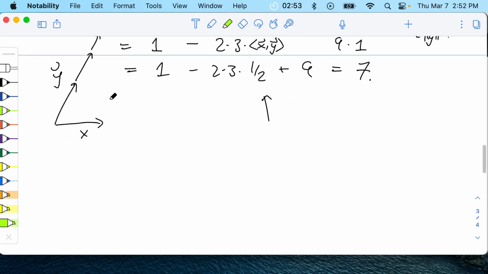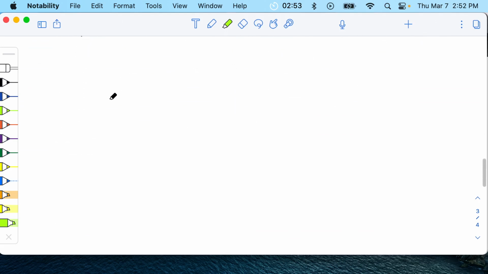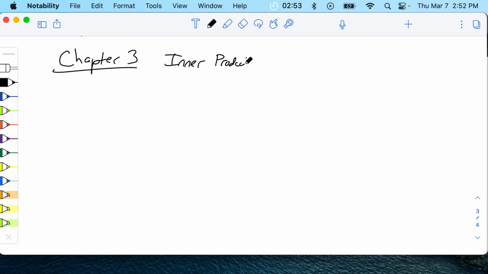So why am I telling you all this? Because today we're starting chapter 3, and chapter 3 is on inner product spaces. Just like we had a normed vector space in chapter 1, which we then spent a lot of time in chapter 2 building as integrable functions, now we're going to have an inner product space. So chapter 3, inner product spaces.